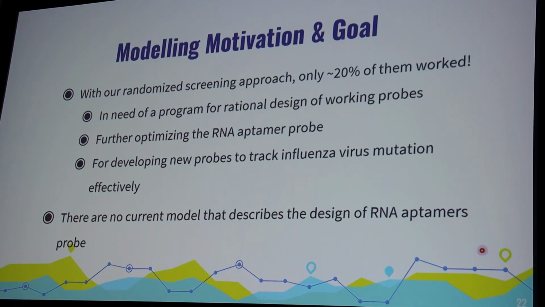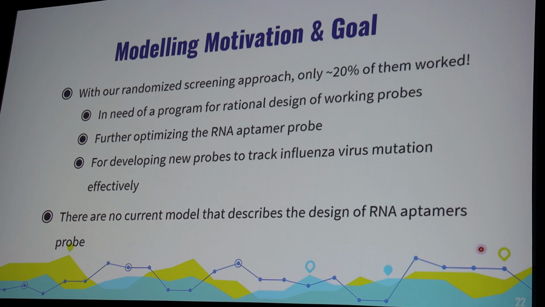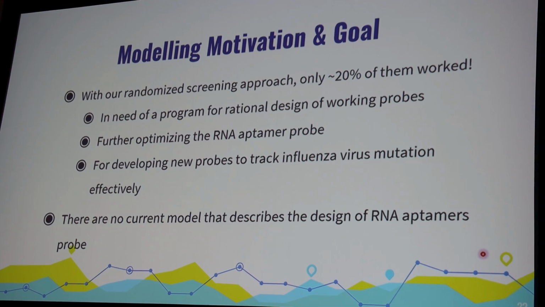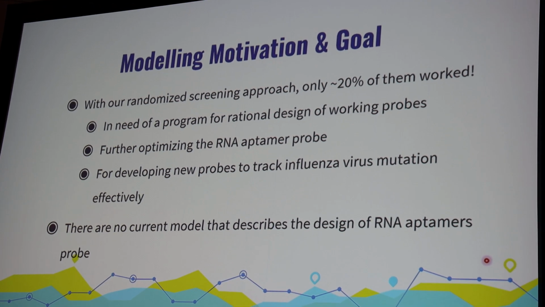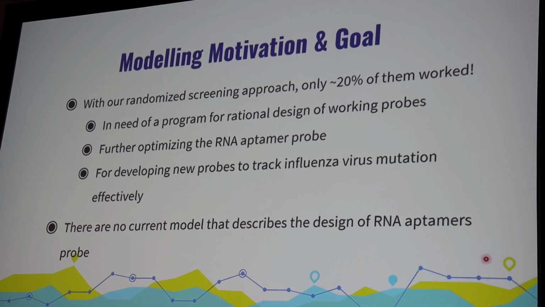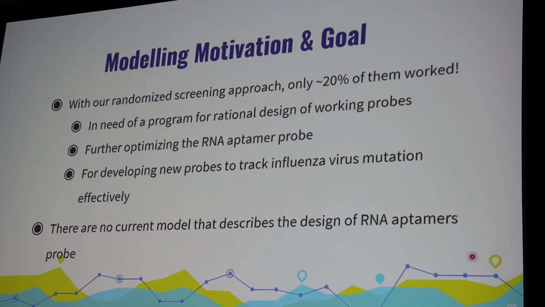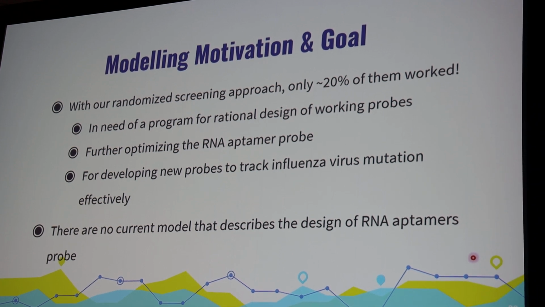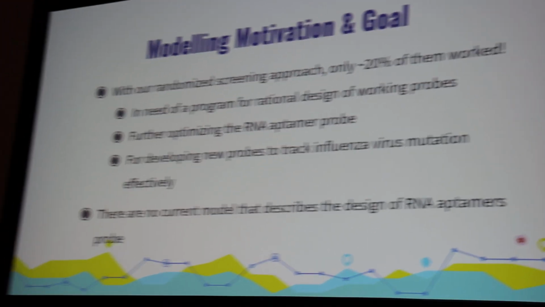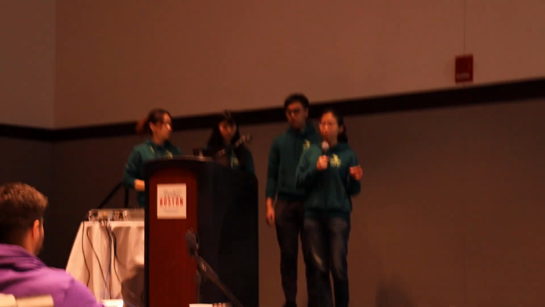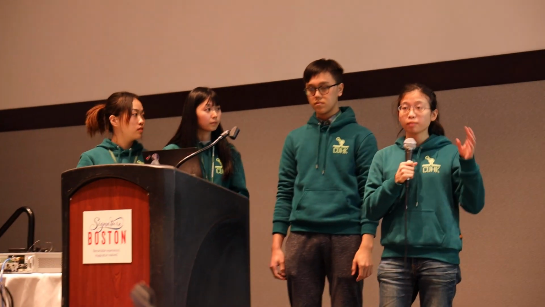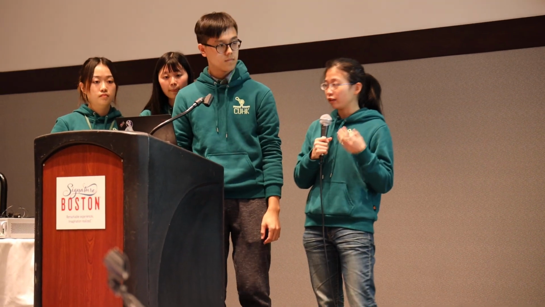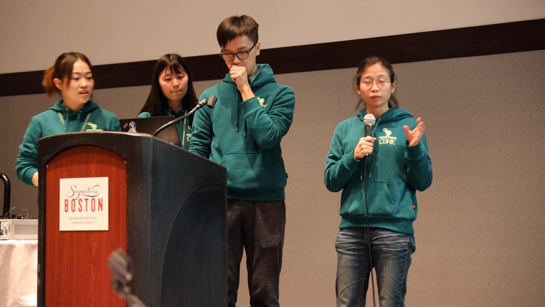But in our probe screening procedures, you can see that some probes have failed. And we wanted to improve the efficacy of the probe design in order for probes to be more efficiently and cheaply designed. So we have performed mathematical modeling. Because there's no current model that describes the design of RNA aptamer probes, we would like to look into different parameters to see what affects the efficiency of the RNA aptamer probe.